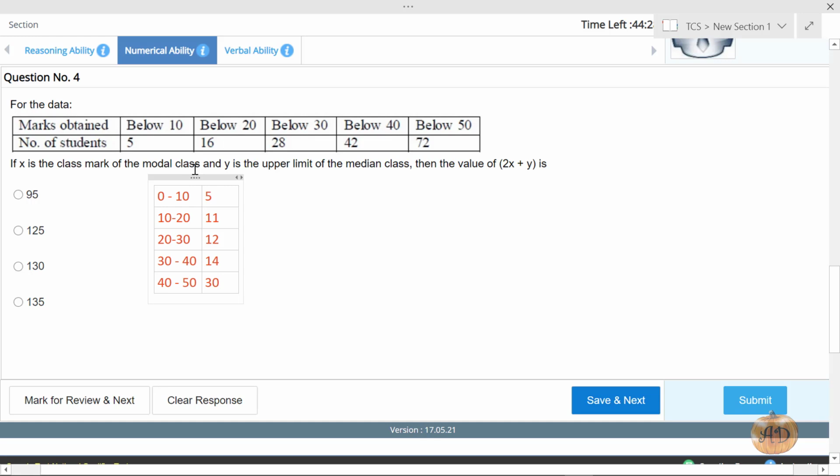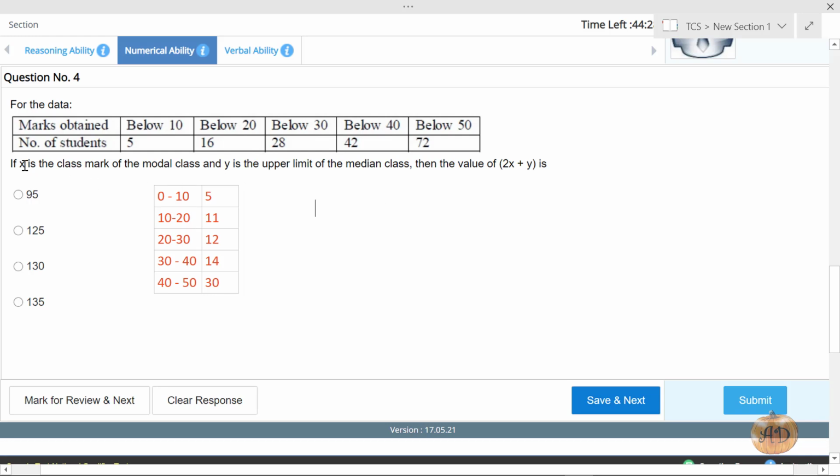If you have a confusion related to it, then see that it is written here below 10 there are 5 students. Then it is written below 20 there are 16 students. So below 20 is also a cumulative frequency with below 10. It's adding these values, adding 5 and 11. So only in this range there are 11 students, and in this range there are 5 students. So below 20 means the students of both these ranges sum together. So that is why it is 16, and so on for the further rows.